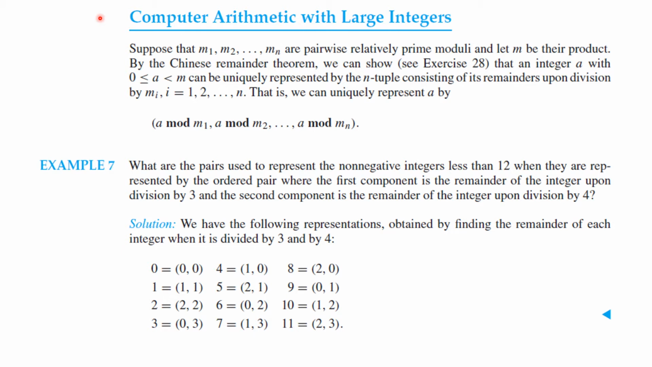The Chinese remainder theorem can help us do computer arithmetic with large numbers. The computer is finite, and so we're interested in ever expanding its reach doing calculations. So suppose that m1, m2, all the way up to mn are pairwise relatively prime moduli, and let m be their product. The Chinese remainder theorem tells us that a, between 0 and m, can be uniquely represented by this n-tuple.